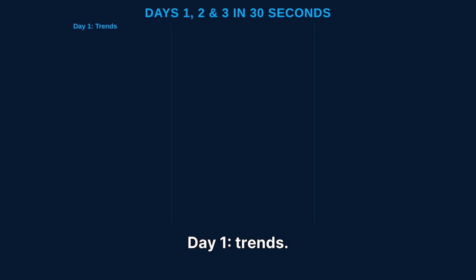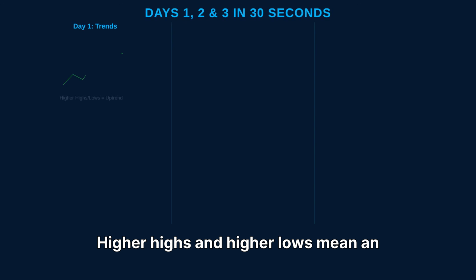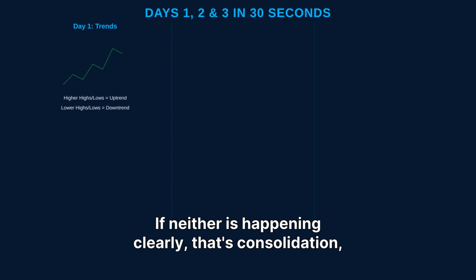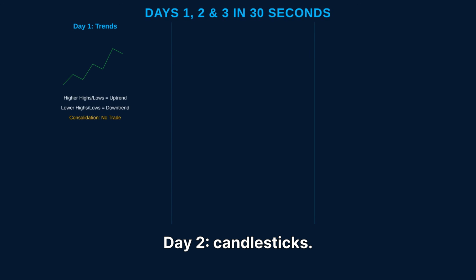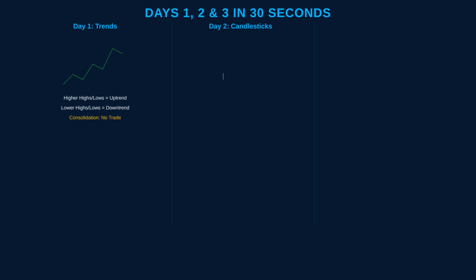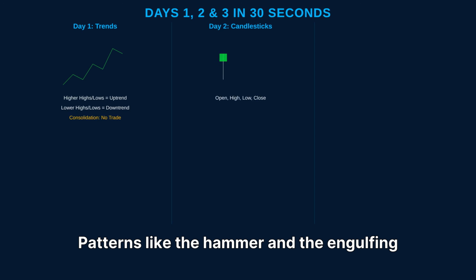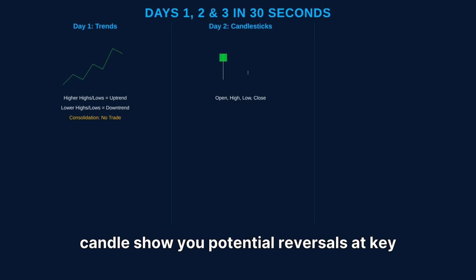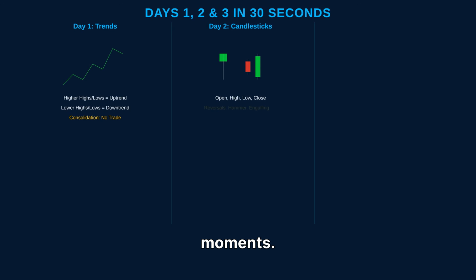Day 1, trends. Higher highs and higher lows mean an uptrend. Lower highs and lower lows mean a downtrend. If neither is happening clearly, that's consolidation and we don't trade it. Day 2, candlesticks. Every candle shows the open, high, low, and close. Patterns like the hammer and the engulfing candle show you potential reversals at key moments.